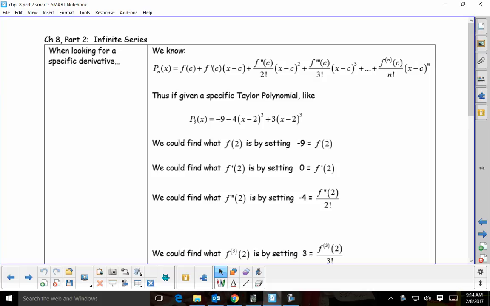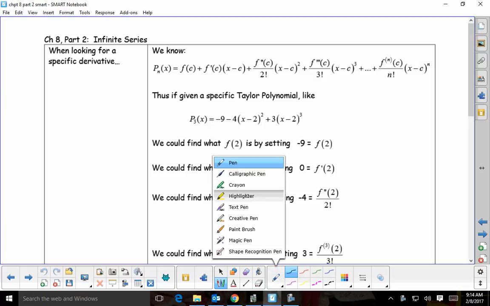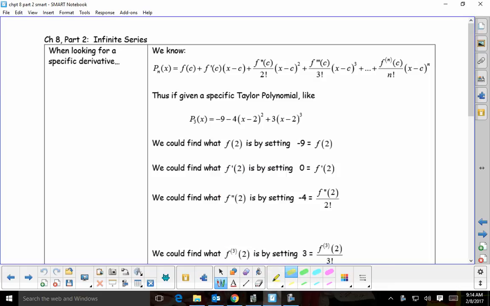nth term of a Taylor polynomial. Yes? So whatever coefficient is right there, that means that that was f prime of c. Whatever the value was right there, that means that that was f of c. Yes? What if I just know what that whole thing was equal to?